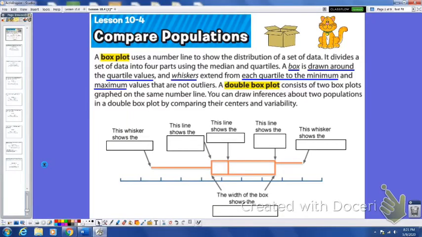Hey guys, we're going to jump into lesson 10.4. This is going to be our last lesson that's specifically talking about statistics. So we're going to be talking about comparing populations in this lesson.